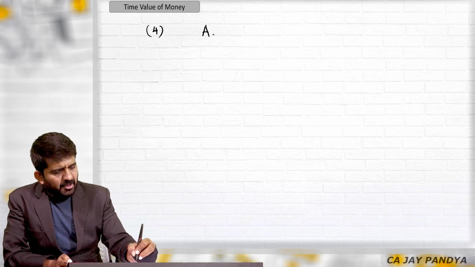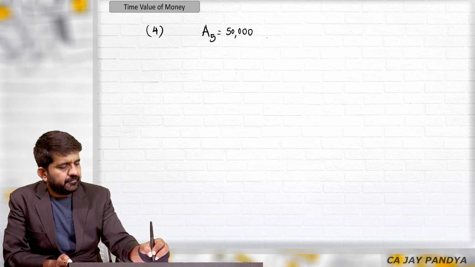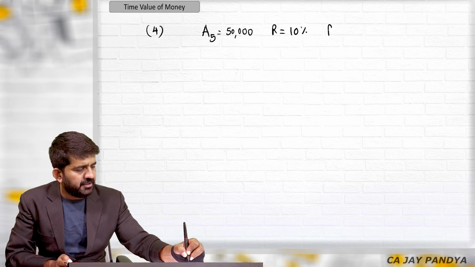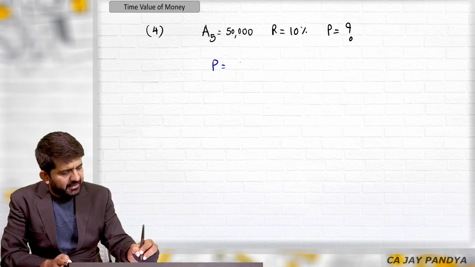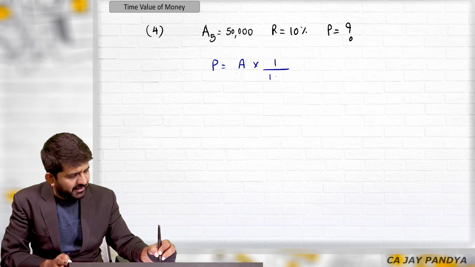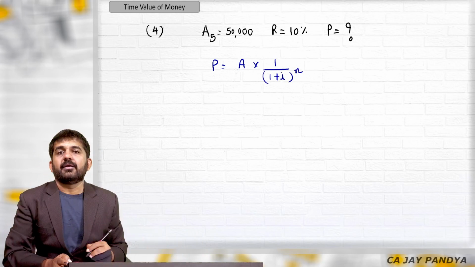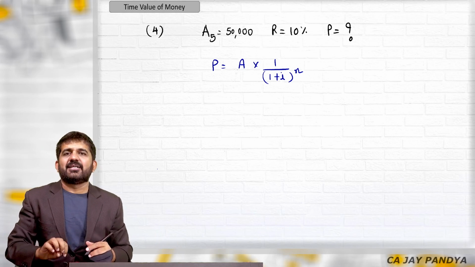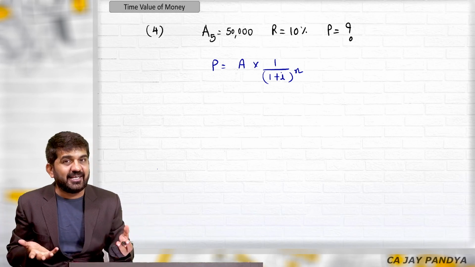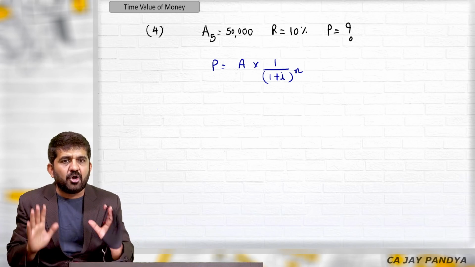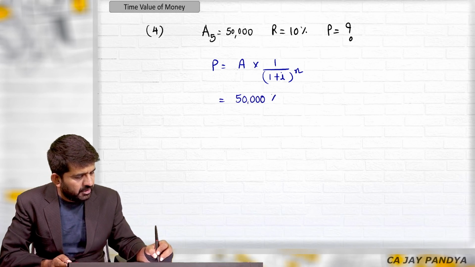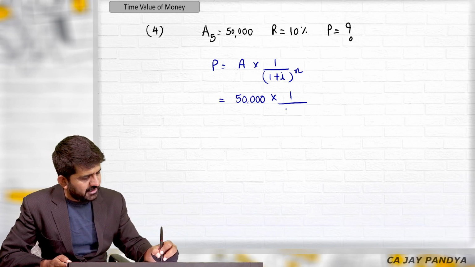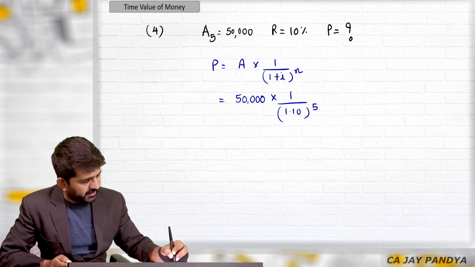We are again in category number 4 questions. Amount after 5 years is 50,000. Rate of interest is 10%. What will be the present value? I'm finding out the answer. P is equal to A into 1 divided by 1 plus I raised to n. I'm writing the formula the first time. The second time we should combine all the formulas and directly write down the answers. Formulas and steps are not important in examination. Only the answer is important in examination. So it is 50,000 into 1 upon, what is 1 plus I? 1.10. What is n? 5 years.